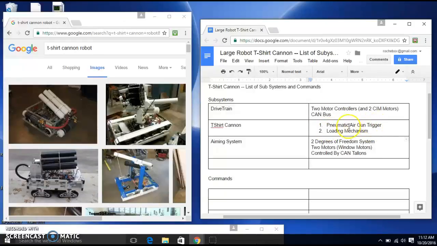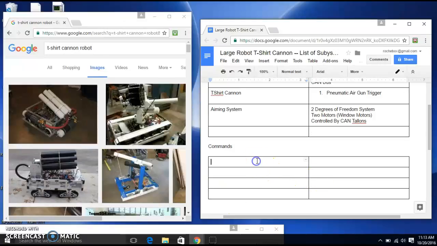So what we need here is something that's going to do a gun trigger. And we might need something that does a loading mechanism. Maybe just the gun trigger for us right now, because we could just stick the T-shirt in the cannon ourselves. It might be a different thing. So that would be our system.